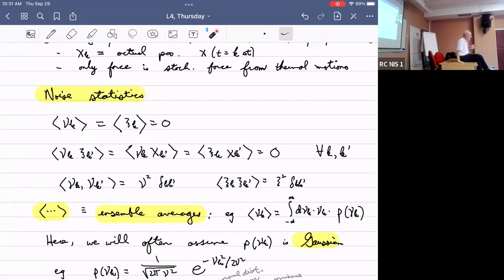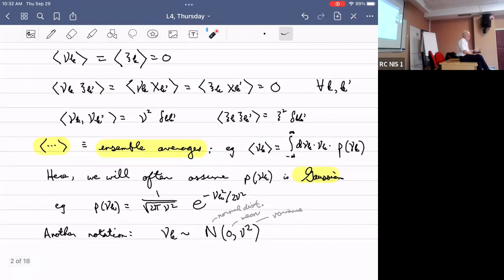Finally, when I keep saying average and I use the brackets, in this physicist notation, I mean an ensemble average. So I mean the integral over all values of the random variable times its probability density function. Talk to people like Raphael, you'll get a different notation for all of this. But this will be what I use. P of nu of k for a Gaussian distribution, which is the case that we'll be thinking of today, looks like this. We've seen this before.